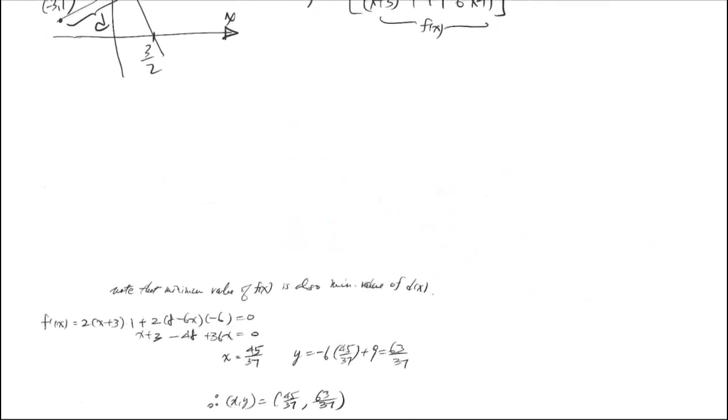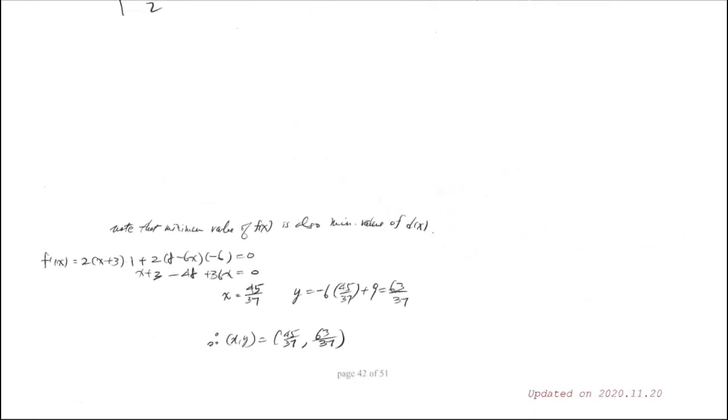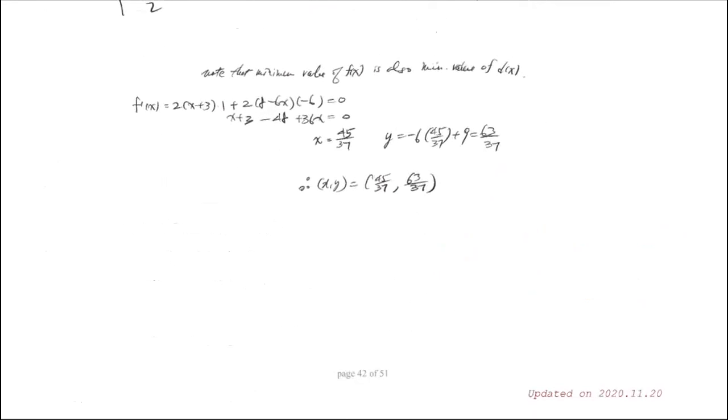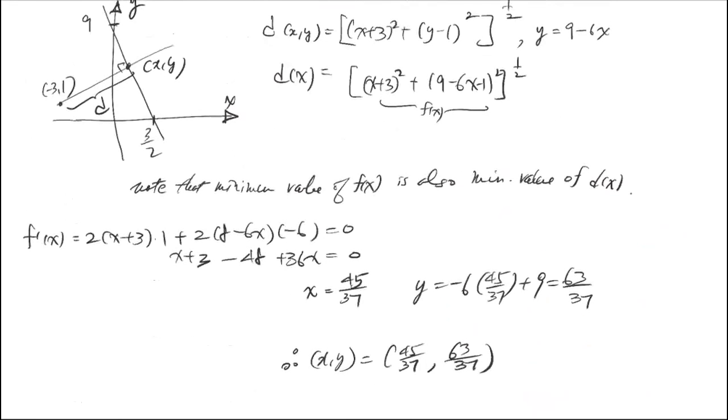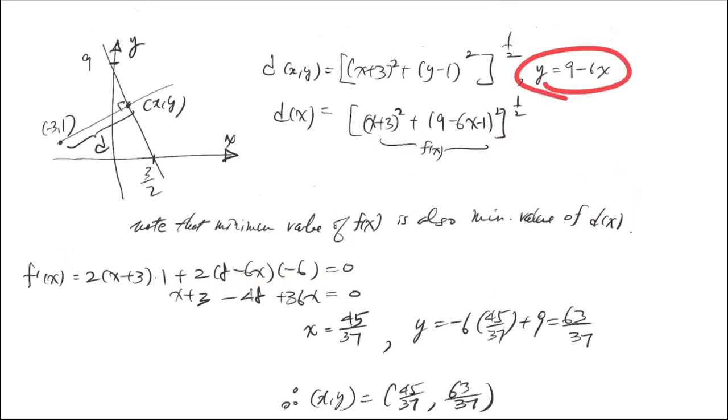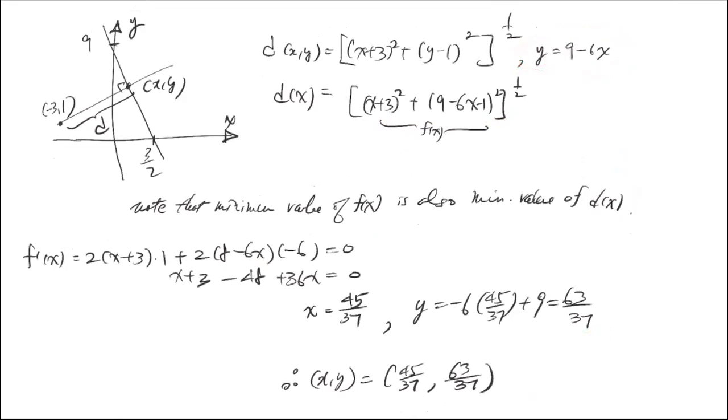So I already did it a little bit ahead of time to minimize the steps involved. So that was it, guys. Note that the minimum value of f(x) is also the minimum value of d(x), right? So I took the derivative of that, which yields this, set it equal to 0, and I found that x is 45 over 37. Then plugging x into the y value right here, as it turns out, it's 63 over 37. Therefore, the point is (45/37, 63/37).